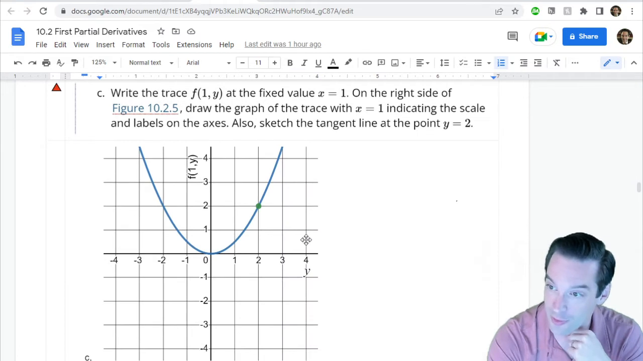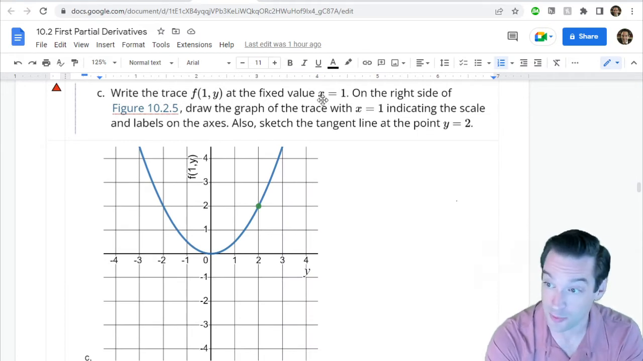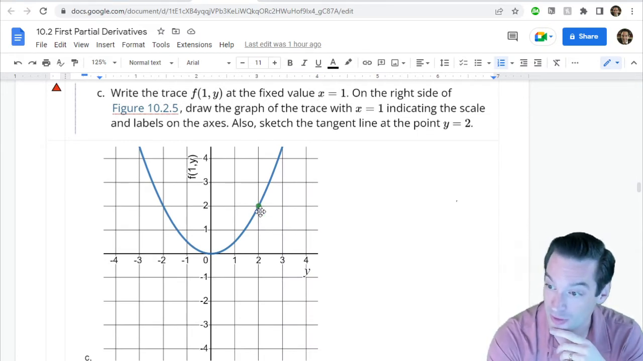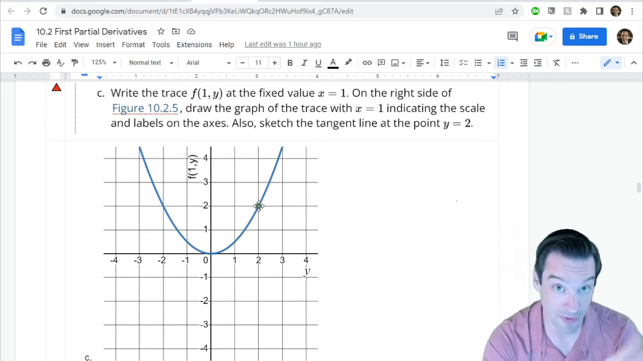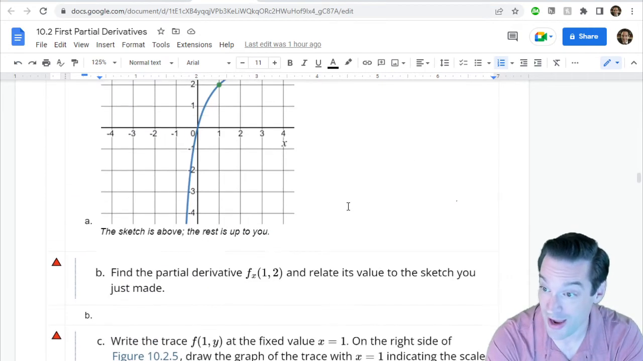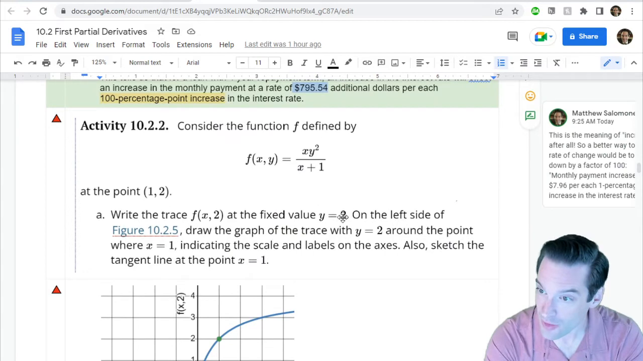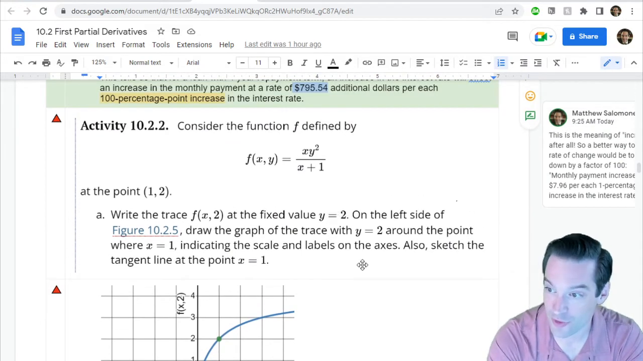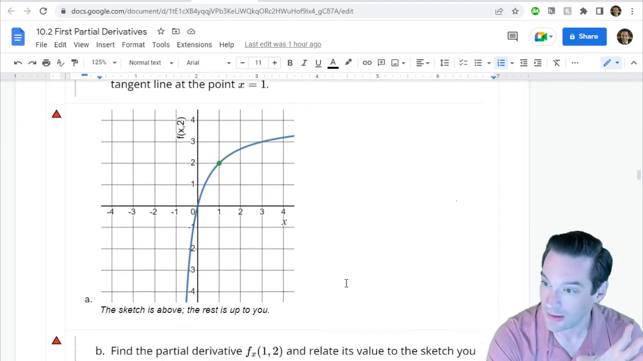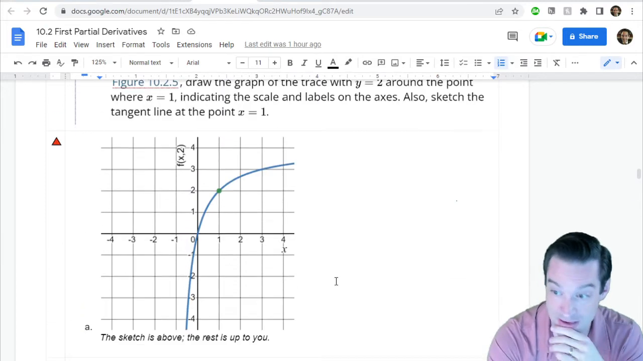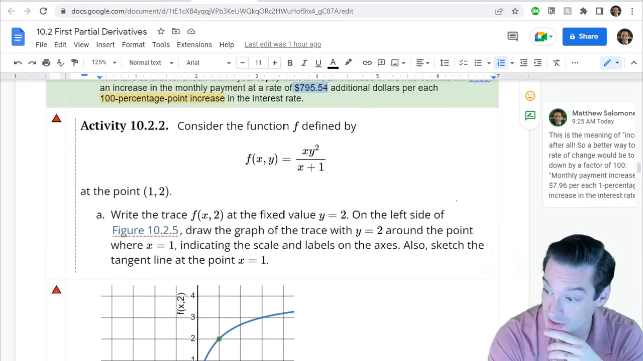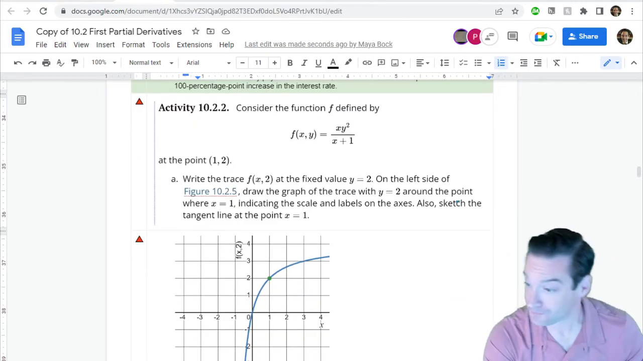And then I've also put in here the trace of the function in the vertical plane x equals 1 and labeled the point where y is equal to 2. So again, the point that corresponds to 1, 2 on our graph. So let's take 5 or so minutes for you to do, let's do parts A and B just to get started with your teams in this initial activity.